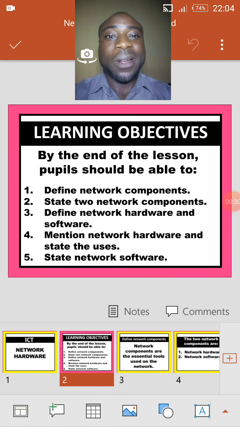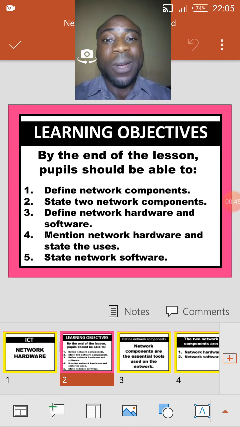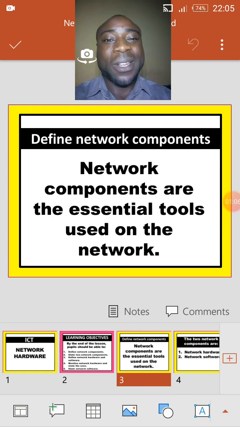Alright, let's look at our learning objective for today. We have about 5 things to consider. The first one, as you can see on the board, we are to define network component. 2, we are to state 2 network components. 3, we are to define network hardware and software. 4, we are to mention network hardware and state the uses. And 5, we are to state network software. Friends, it is very simple. So let's start. Now let's understand what network components are first before we dive into the main topic.